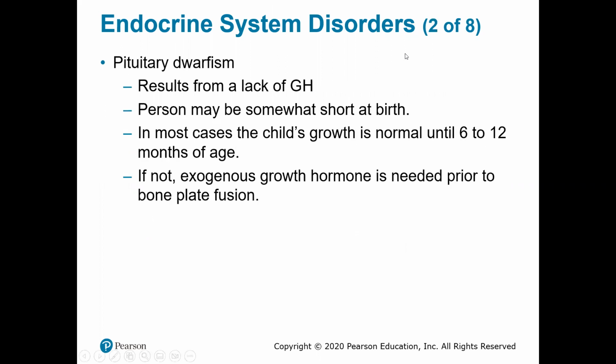Pituitary dwarfism results from a lack of GH, or growth hormone. The person may be somewhat short at birth. In most cases, the child's growth is normal until 6 to 12 months of age. If not, exogenous growth hormone is needed prior to bone plate fusion.